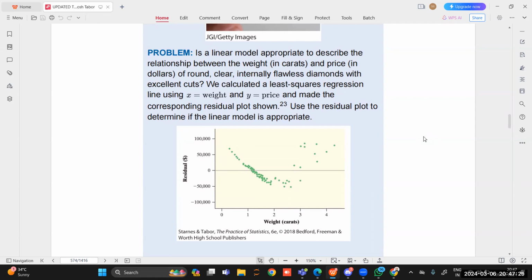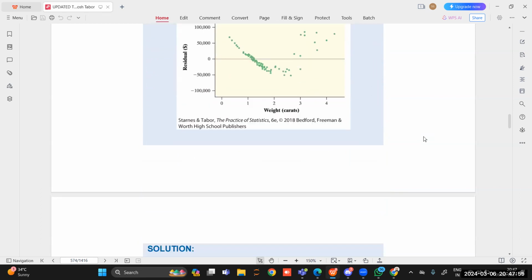It looks more like a parameter. I don't think it's a linear model. Is a linear model appropriate to describe the relationship between the weight in carats and price in dollars of round, clear, internally flawless diamonds with excellent cuts? We calculated a least square regression line using x equals weight and y equals price, correct? So there will be residuals in our residual plot, and the corresponding residual plot is shown. Use the residual plot to determine if the linear model is appropriate.